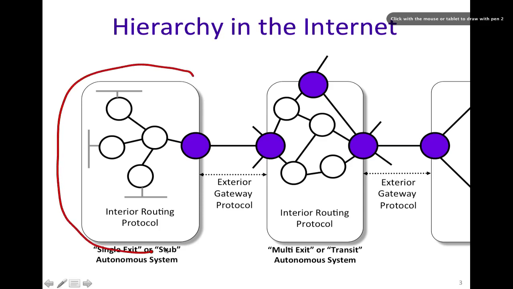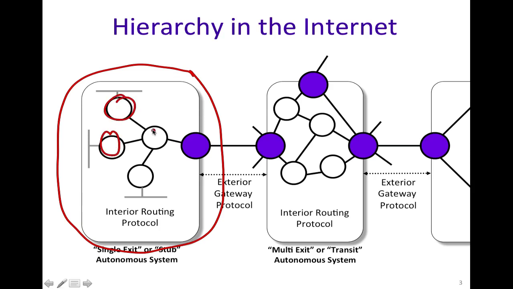This would be one autonomous system, and this autonomous system contains different routers. This particular one has one exit point, and we'll see the significance of that in a minute. And within that autonomous system, the system is free to pick its own interior routing protocol, in other words, to decide how packets are routed around within this autonomous system. So this particular type of autonomous system is called a single exit or a stub autonomous system.